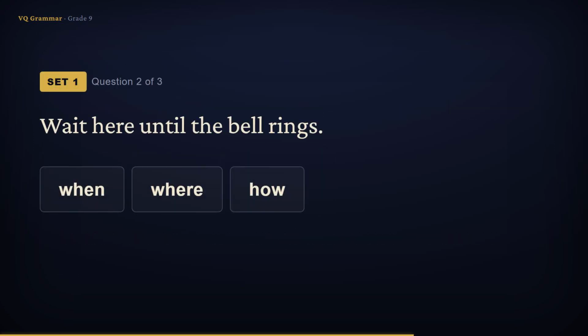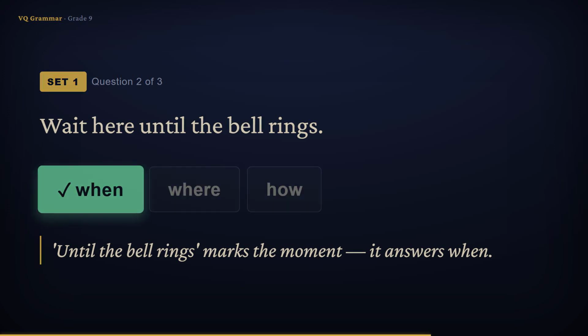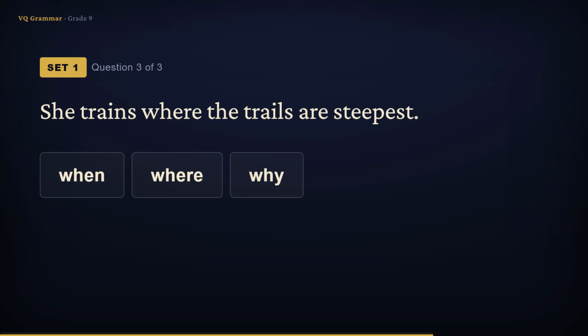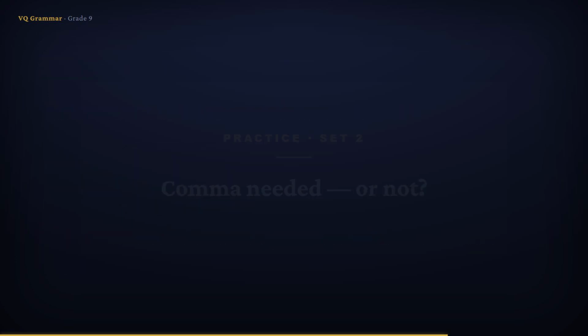Wait here until the bell rings. The adverb clause is until the bell rings. Does it tell you where to wait or when to stop waiting? It marks the moment, until the bell rings. So this clause tells when. She trains where the trails are steepest. The clause where the trails are steepest points to a place. It tells you the location of her training. So this adverb clause answers the question, where?